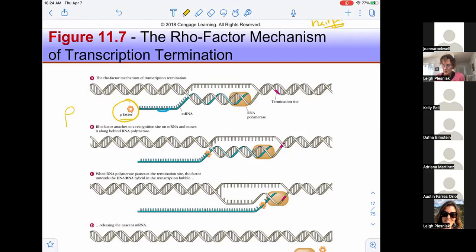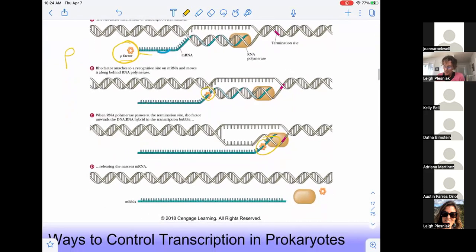And essentially what it's thought of is that it chases RNA polymerase on the messenger RNA. So see, it's here and it's getting closer to the RNA polymerase, and then eventually it catches up to it. And in the versions of textbooks that I've read, there's also a hairpin, but it's not showing that here. But when it catches up to the RNA polymerase, it causes it to dissociate from the template DNA, and then you get the end of transcription.